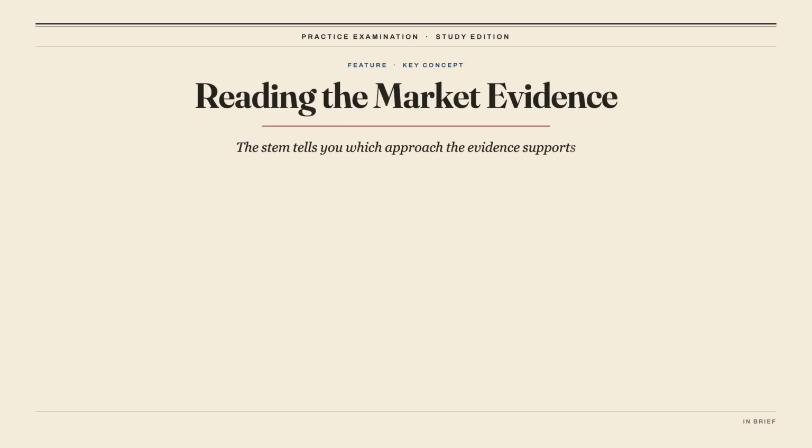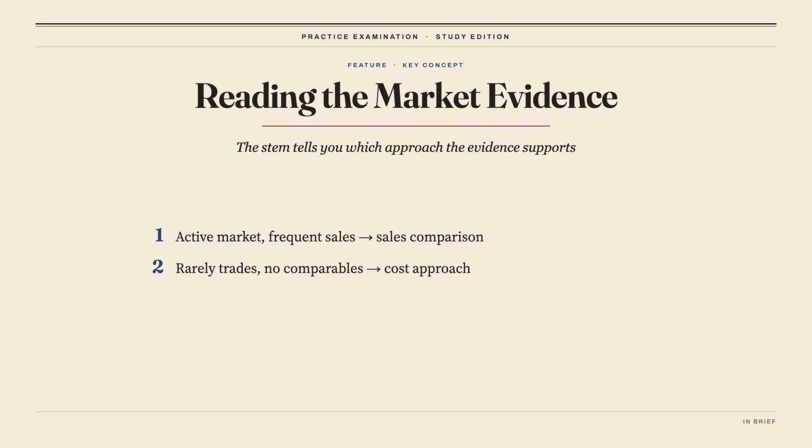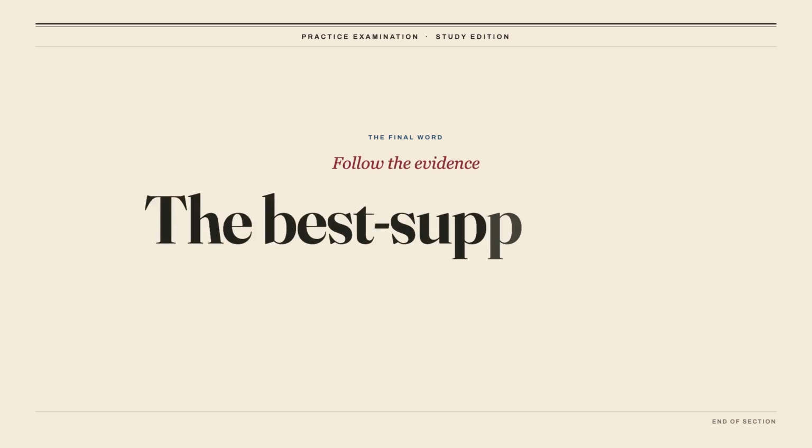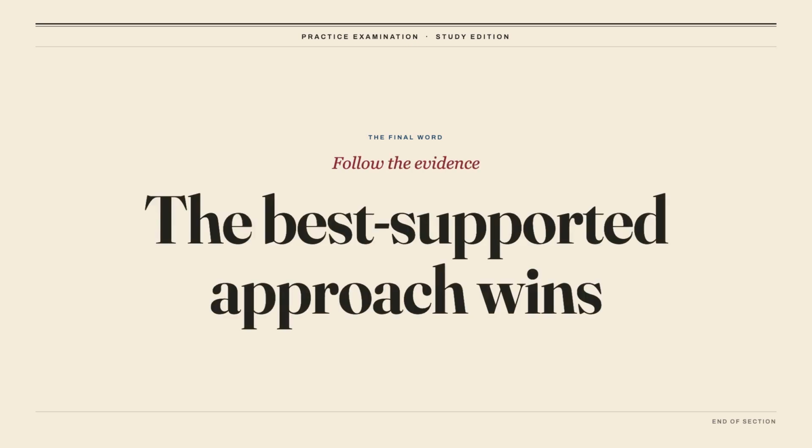Sales comparison weakens exactly where good comparables disappear, which is why cost takes over for special purpose buildings. Income capitalization needs a rent stream, so it doesn't apply to owner-occupied homes at all. The gross rent multiplier is a quick screening tool, not an appraisal method, since it ignores expenses entirely. The real skill is reading a stem for what evidence actually exists, because whichever approach has the strongest evidence behind it is the one that carries the most weight.